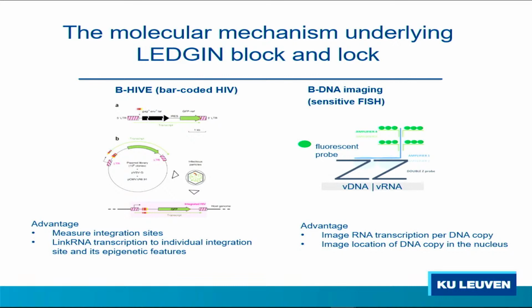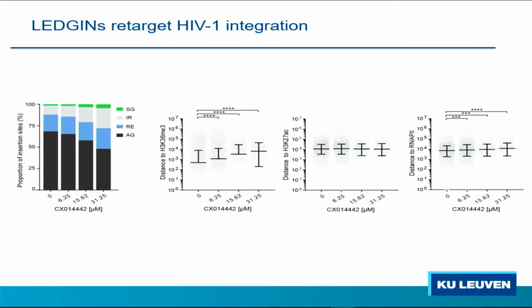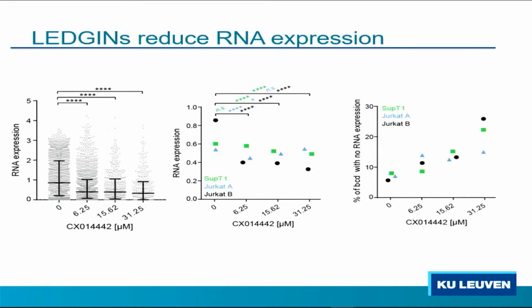The other technique is a fancy, very sensitive in situ hybridization, where we measure the viral DNA and the RNA. And again, we try to correlate how much RNA with the provirus being present. Okay, this I will skip. This is the most important slide on this.